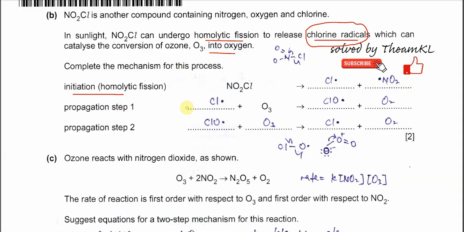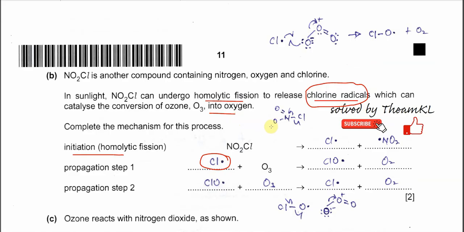So for the propagation, we just need to use the chlorine radical. So the chlorine radical will react with this ozone, something like this. This is actually extra. If you don't really understand, it's okay. So this is the ozone molecule. First, these chlorine radicals will form a bond with one of the oxygens here. So it's something like this.